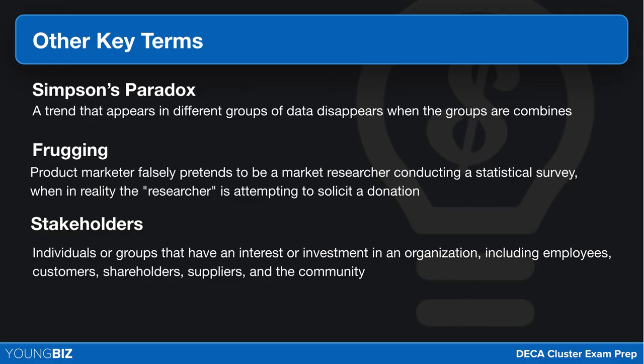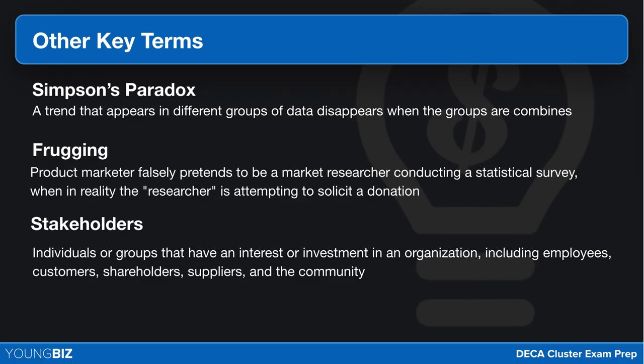Next, frugging. This term describes a situation where a product marketer falsely pretends to be a market researcher conducting a statistical survey, but the true goal is to solicit donations or contributions. Frugging undermines trust in research practices and can lead to negative perceptions of organizations that engage in such tactics.